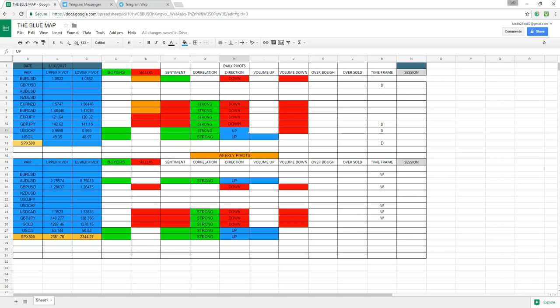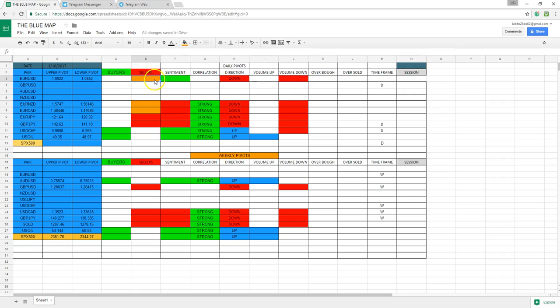Okay, so you're going to get a screenshot of these levels, and we have the upper and the lower level. Then we have this section where you're going to see colors. On the upper pivot, we're going to be looking for a sell, and on the lower pivot we're going to be looking for a buy. Now, on this section below it says buyer, seller, sentiment, correlation, direction, volume up, volume down. Okay, so you're going to see these colors.